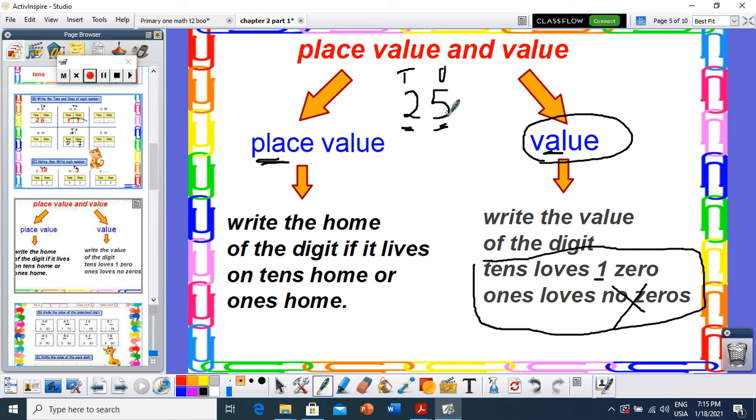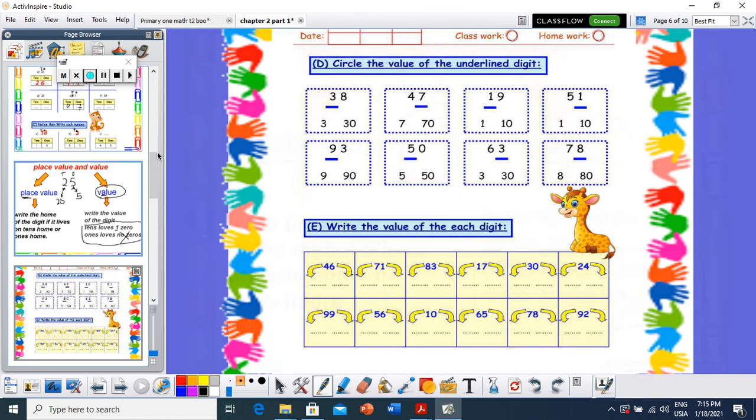So here 5 is in the ones. So the 5 doesn't love any 0. So I will write 5 without any zeros. So the value of the 5 in the ones will be 5. Okay, what is the value of 2 in the tens? Tens loves 10. So I will write 2 and beside 2 I will write 10. So the value of 2 in the tens will be 20. Now let's move to examples to be more clear.